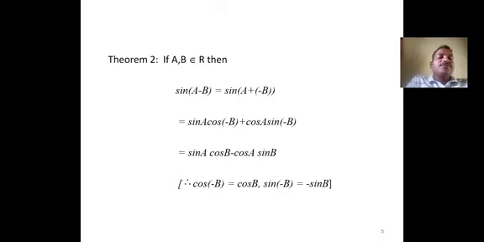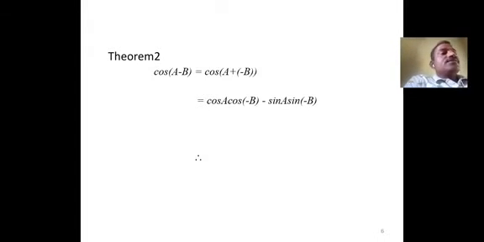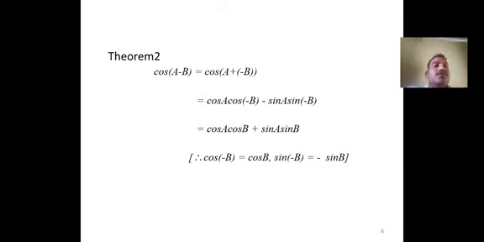Since the formula for cos of minus B is cos B, and sine of minus B is minus sine B. Now the next one is cos of A minus B. Here cos of A minus B we can also write as cos of A plus minus B. With the help of cos of A plus B is cos A cos B minus sin A sin B, where B is replaced by minus B. Therefore cos A cos of minus B minus sin A sin of minus B. With the help of cos of minus theta is cos theta and sin of minus theta is minus sin theta, we can get cos A cos B plus sin A sin B.